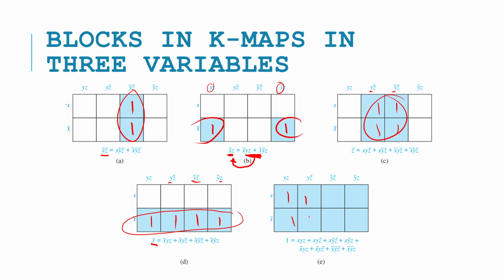If all of the cells have 1, then this just means that we have all the literals, x and its complement, y and its complement, z and its complement, and that would give us 1 plus 1 plus 1, and the sum of ones is equal to 1. That's why we have 1 as the simplification of this Boolean sum of Boolean products that we have on the right side of our equal sign. And that is how blocks in K-maps in 3 variables are used.